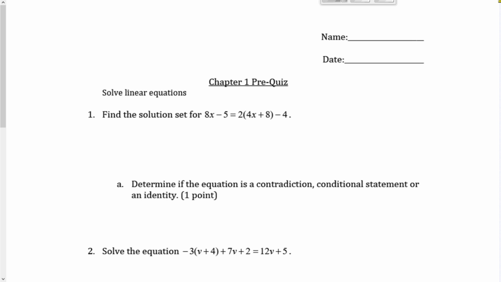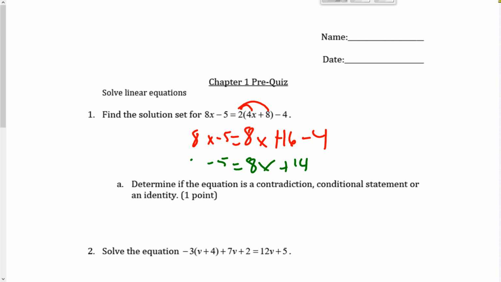So here we just FOIL out, distribute that 2. We got 8x plus 16 minus 4 equals 8x minus 5. We can combine. We got 8x plus 12 equals 8x minus 5. Then we can add 5 to both sides. Add 5, that should be 12. So that'd be 17 plus 17.